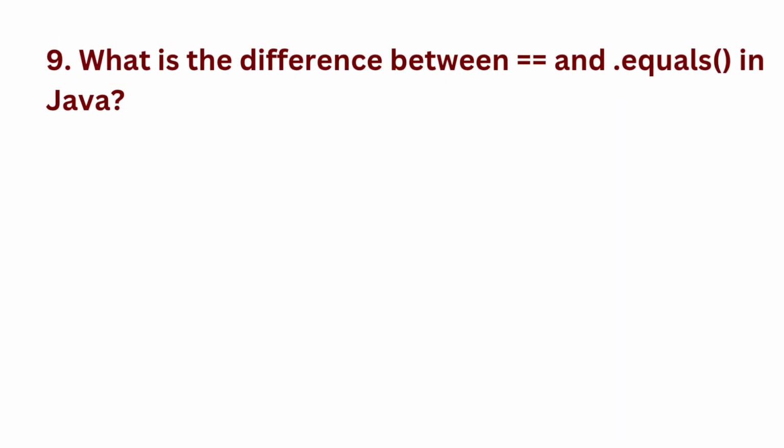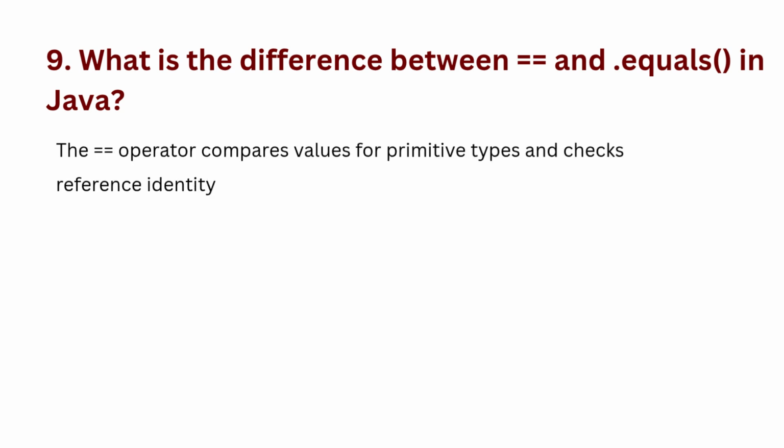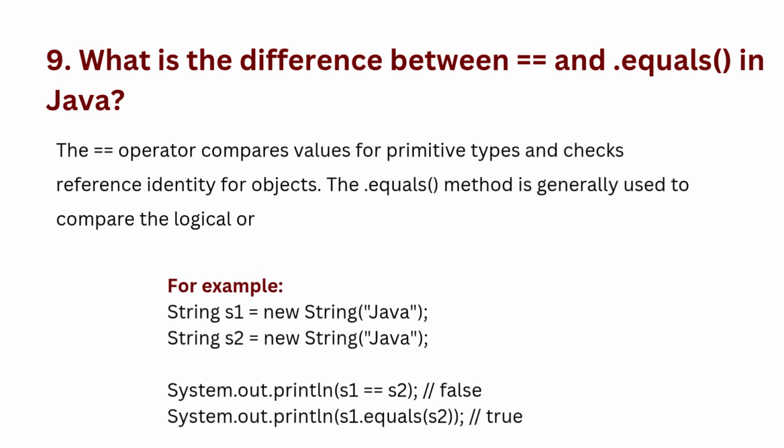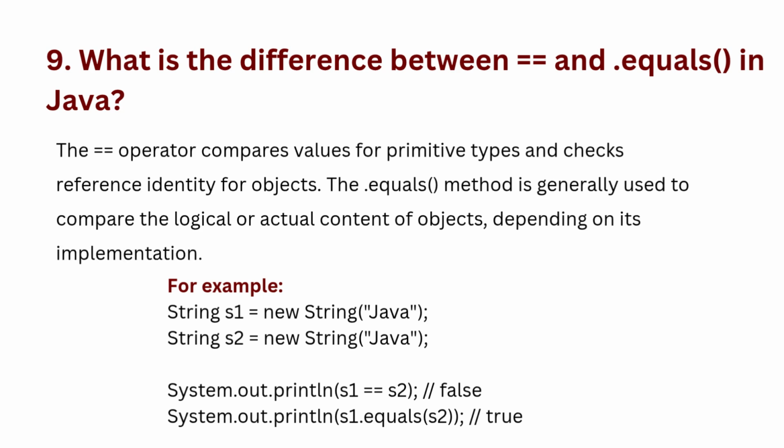Ninth question: what is the difference between == and .equals() in Java? Answer: the == operator compares values for primitive types and checks reference identity for objects. The .equals() method is generally used to compare the logical or actual content of objects, depending on its implementation.